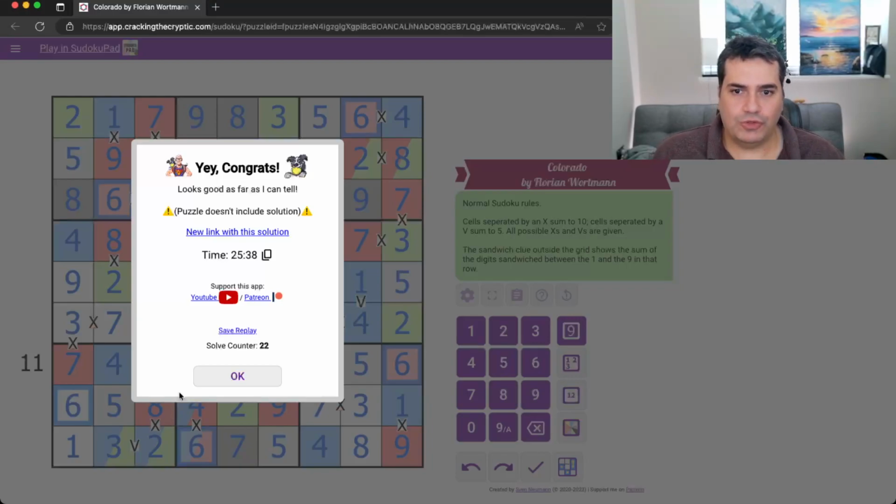I hope you enjoyed this puzzle as much as I have. It's a fairly logical solve. Once you get into the habit of using colors and letters, you can quickly crack these puzzles and solve them in a very logical manner.